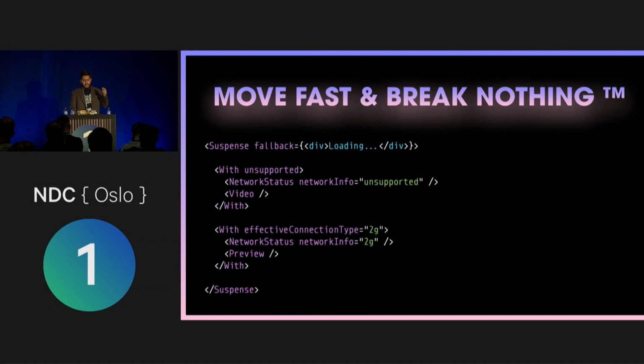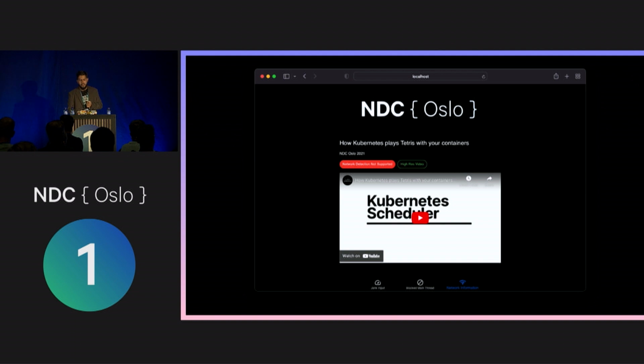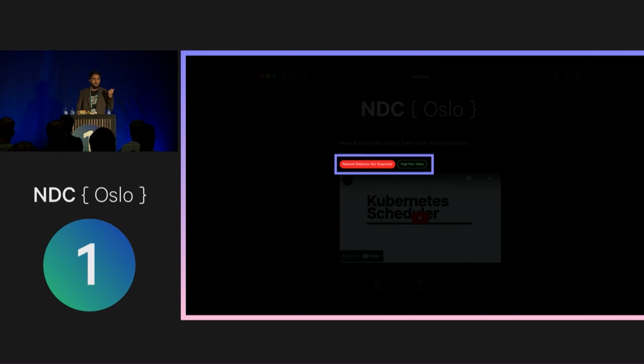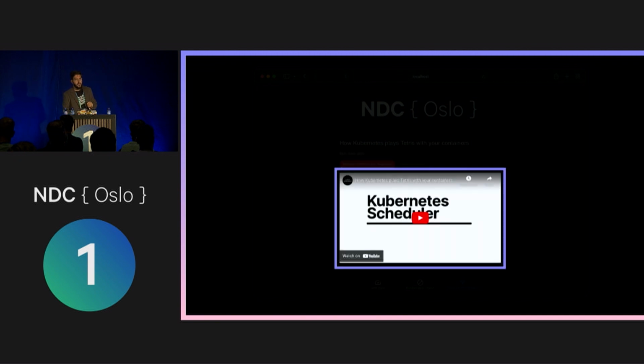The other important part is the Suspense part, because this is the key for having the conditional imports. And then I use with against the different possible cases. It can be 2G, it can be not supported, the API might not be supported in the browser, like Safari, or it can be 3G, 4G, etc. So Safari users, where this API is not available, would see that the API is not available, and because it's not available, I'm not taking the risk, I'm rendering the video.